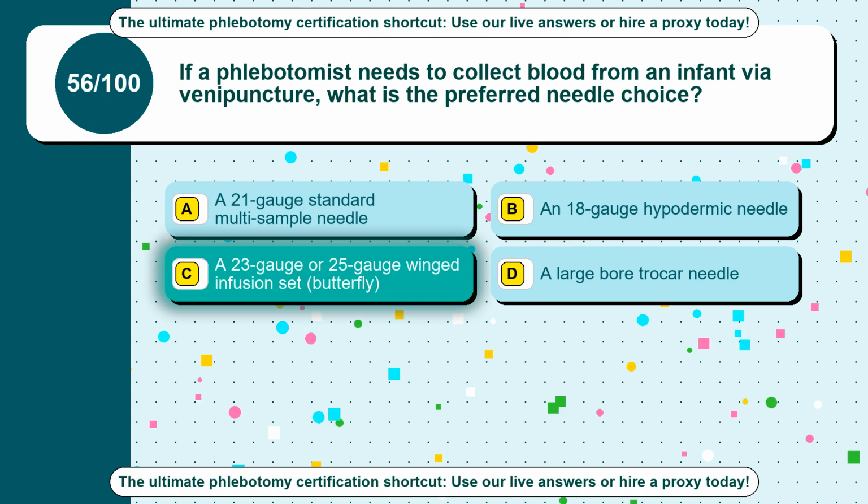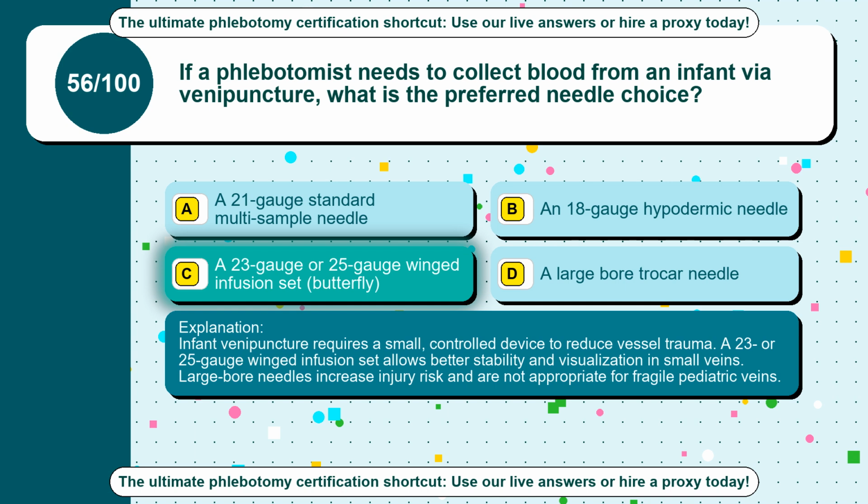The correct answer is option C, a 23-gauge or 25-gauge winged infusion set, butterfly. Infant venipuncture requires a small, controlled device to reduce vessel trauma. A 23 or 25-gauge winged infusion set allows better stability and visualization in small veins. Large bore needles increase injury risk and are not appropriate for fragile pediatric veins.